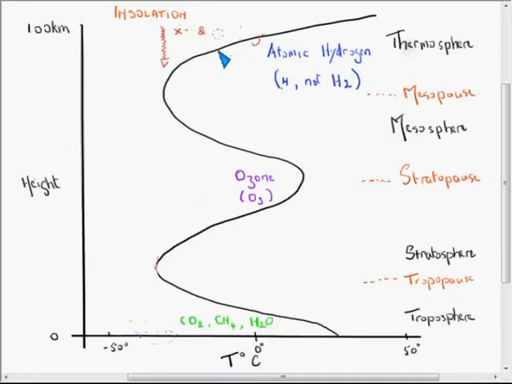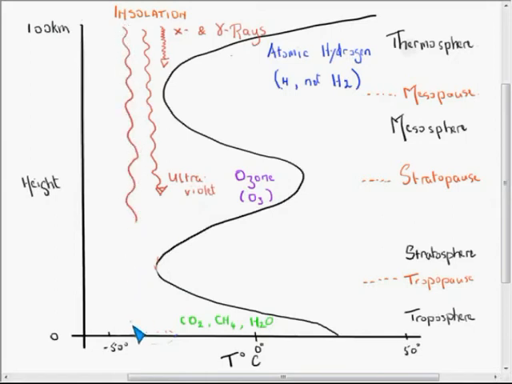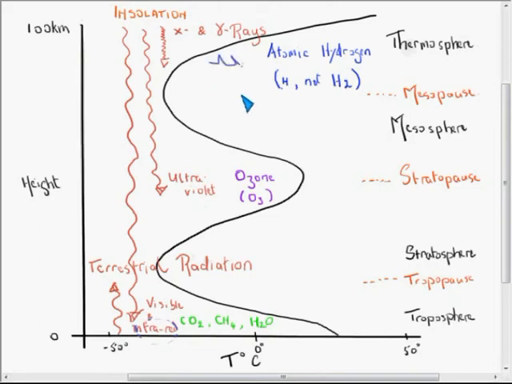So X and gamma rays are absorbed by atomic hydrogen, causing the thermosphere to be warm. Ultraviolet light is absorbed by ozone in the stratosphere. And finally, the longer wavelength visible light and infrared is absorbed by the Earth's surface and re-radiated as terrestrial or long-wave radiation, which is absorbed by the CO2, methane, and water. So in the top of the atmosphere, X and gamma rays absorbed by hydrogen.